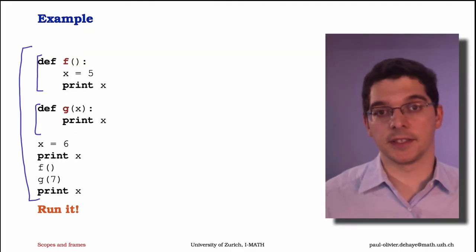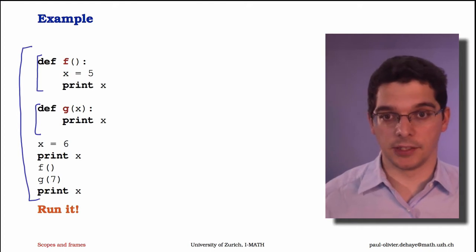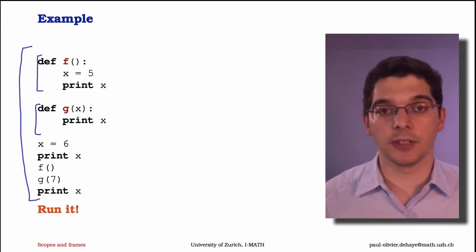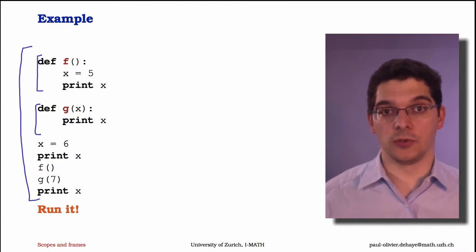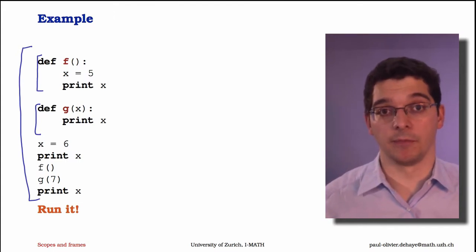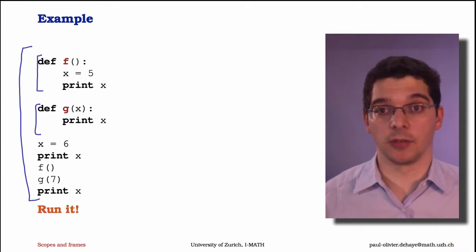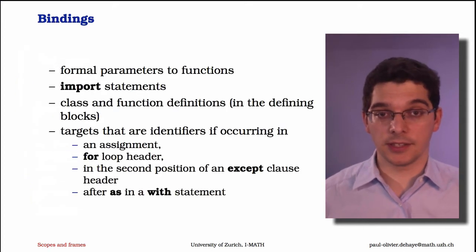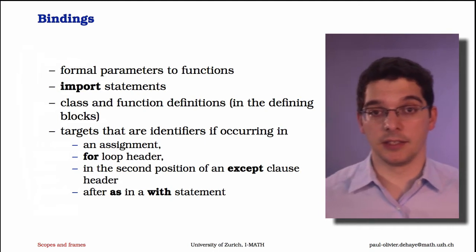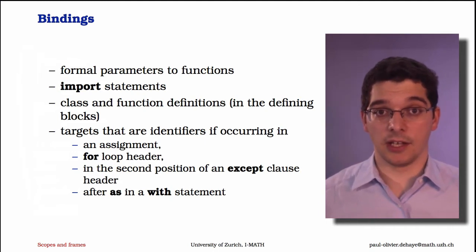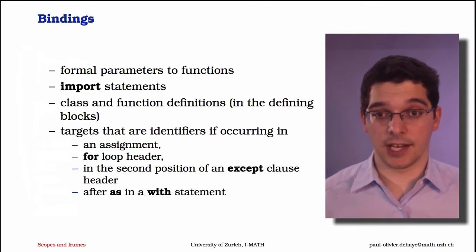So now we have seen this example, and we have seen a slightly more complicated example. So it's important that we understand when exactly a new name binding will occur so that we understand what Python is doing behind the scenes. So this is the point of this slide. A new binding will occur in many different circumstances. The first and most classic case where a new binding occurs is whenever there is an assignment.